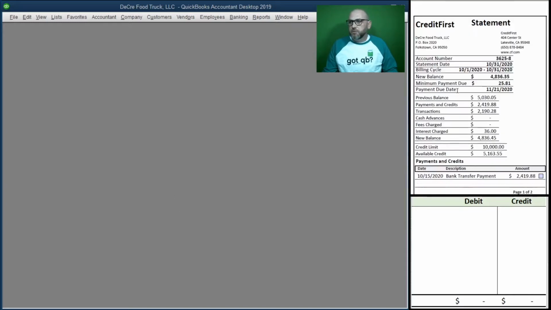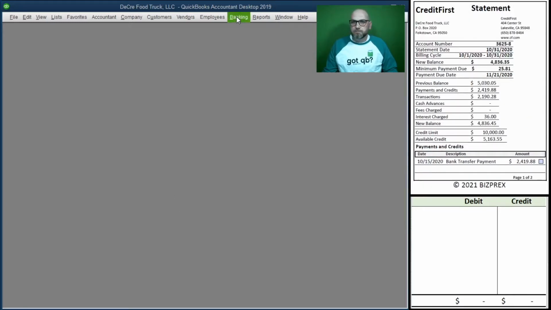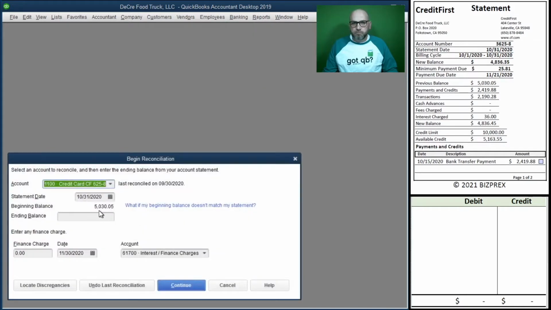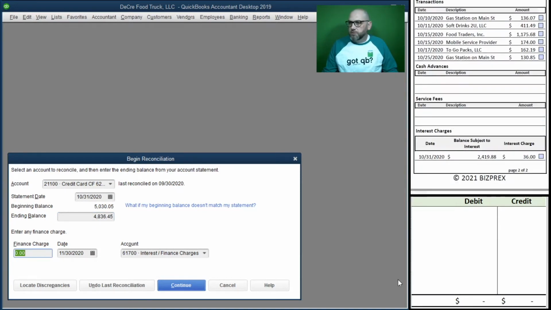So we're going to start with our credit card statement. Okay, here it is, ending balance. Good, let's enter our finance charge. We're just going to do it in the... Alright, so let's show how this one works in terms of debits and credits, right?